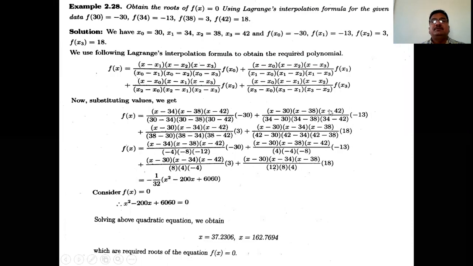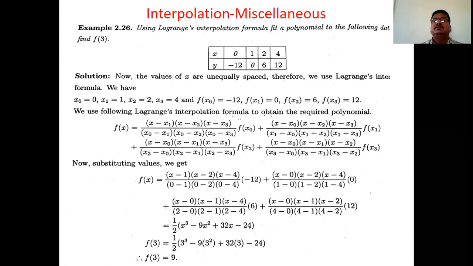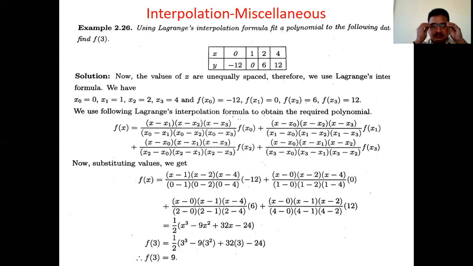So today the topic for discussion is the miscellaneous examples on the chapter interpolation, and we are going to cover mixed examples on the previous three methods, that is Newton's forward difference method, Newton backward difference method, and Lagrange's method. That is the three formulas: Newton's forward interpolation formula, Newton's backward interpolation formula, and Lagrange's interpolation formula. So the first problem is on the Lagrange's interpolation formula.